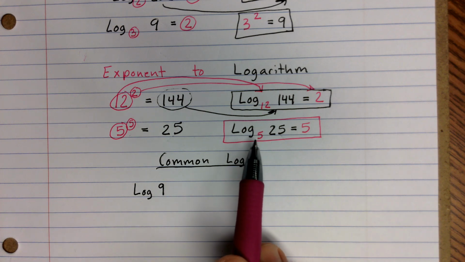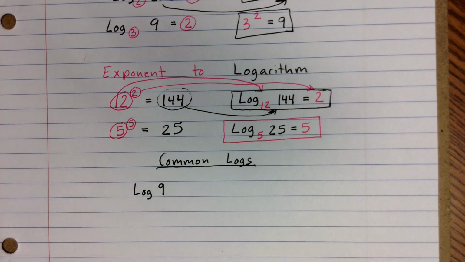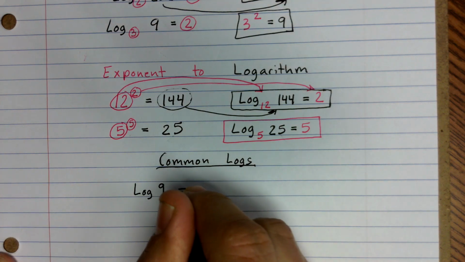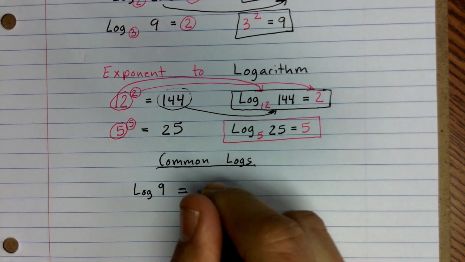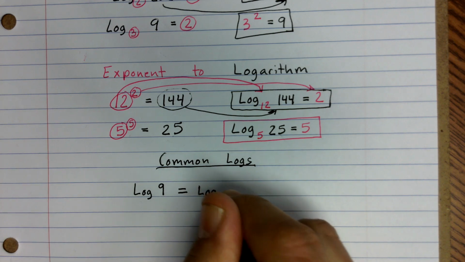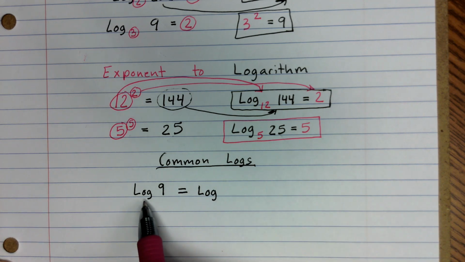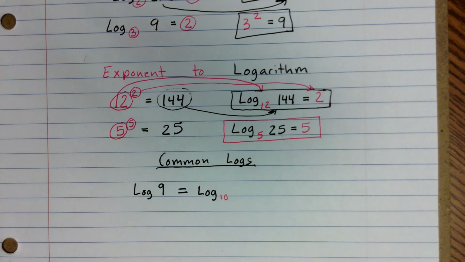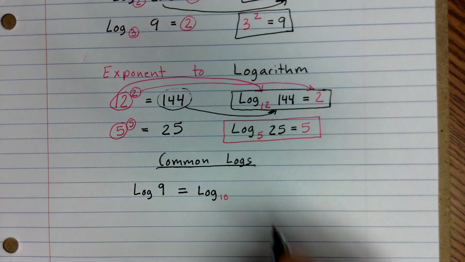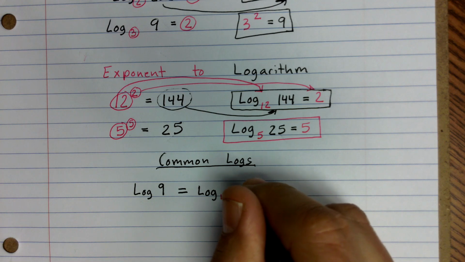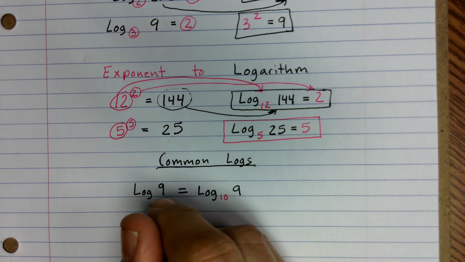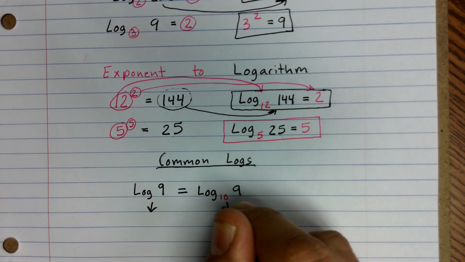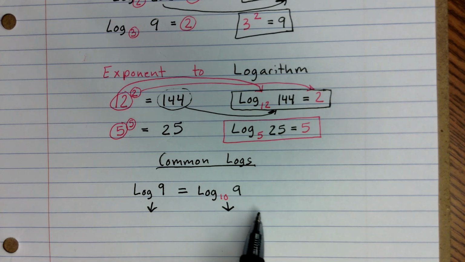missing that base value. The reason I'm using the word common log is that its base is a common value. Anytime we have one that does not indicate the base, that means the base is simply 10. So log 9 is really just log with a base of 10, of 9. I'm going to show you that if I evaluate each one in the calculator, it gives me the same value.